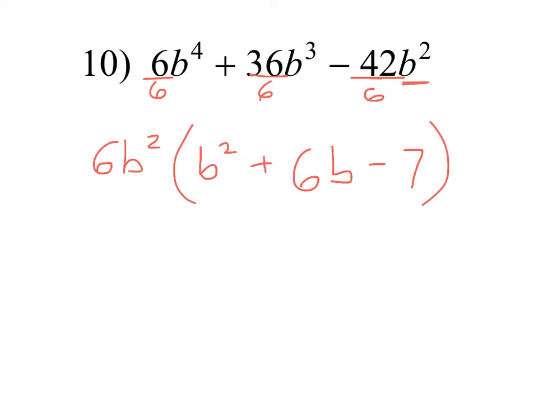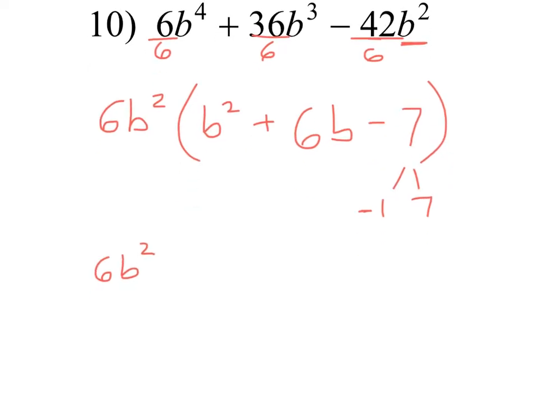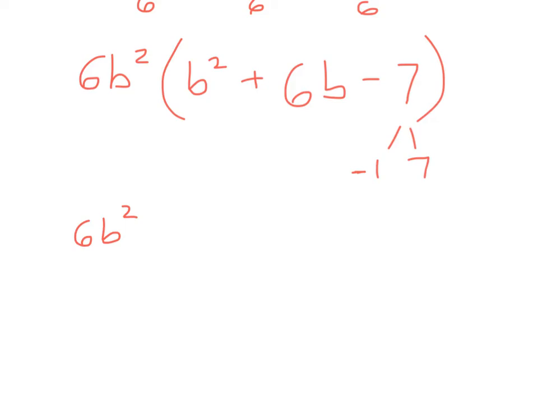So now since we have a trinomial on the inside of our parentheses, we need to factor it again. So we need 2 factors of negative 7 that add up to 6. So 1 and 7. What's 1 plus 7? 8. So it has to be negative 1, because 7 minus 1 is 6, which is what we're looking for. So now we keep our 6b squared on the outside. And what do we do next? What is it? B minus 1 times b plus 7.